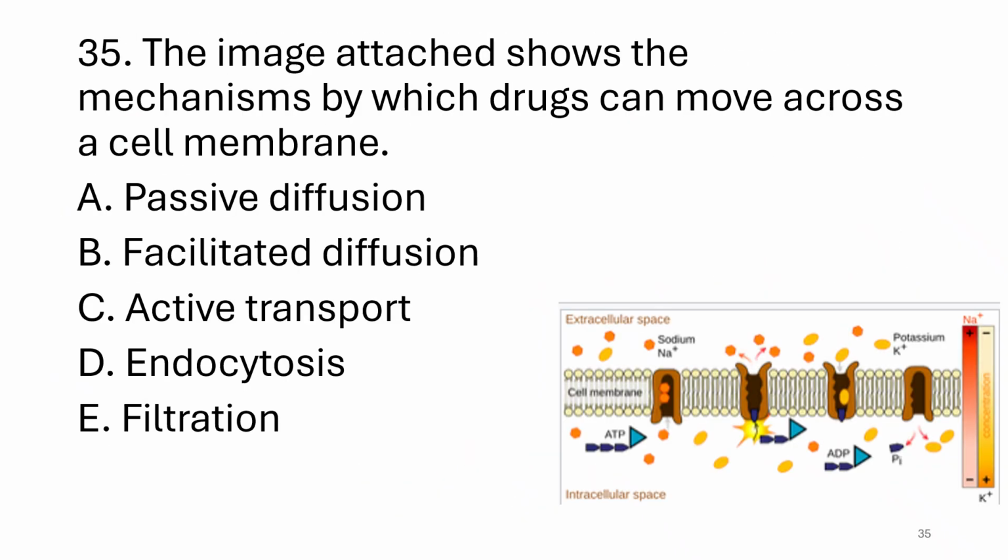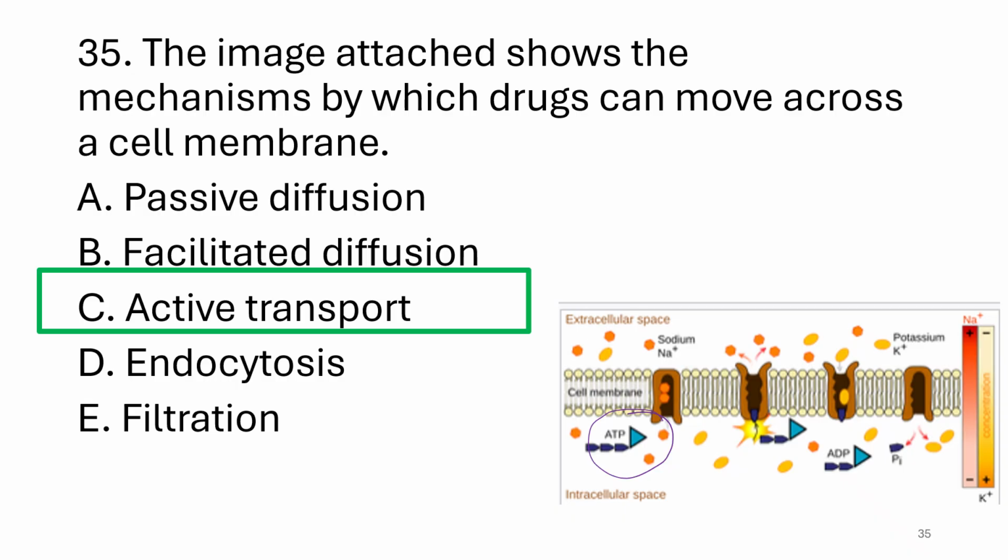The image attached shows the mechanisms by which drugs cross the membrane. When you see the image, you have the sodium potassium pump using ATP as a source of energy. The correct answer is active transport. Active transport uses energy and moves drugs against the concentration gradient, whereas passive diffusion, facilitated diffusion, endocytosis and filtration don't use energy as a source of movement, right?